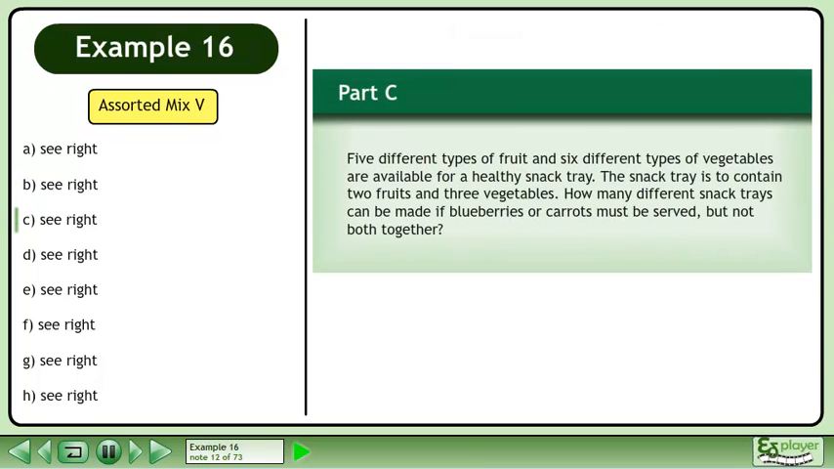Now we'll move on to part C. 5 different types of fruit and 6 different types of vegetables are available for a healthy snack tray. The snack tray is to contain 2 fruits and 3 vegetables. How many different snack trays can be made if blueberries or carrots must be served, but not both together?